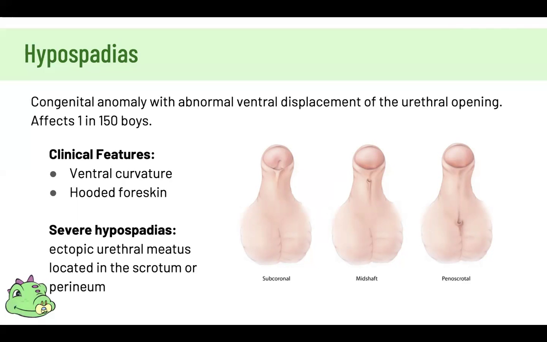And the main clinical features, other than an abnormally located urethra, would be a ventral curvature of the penis and a hooded foreskin.